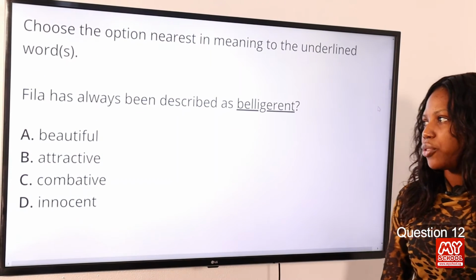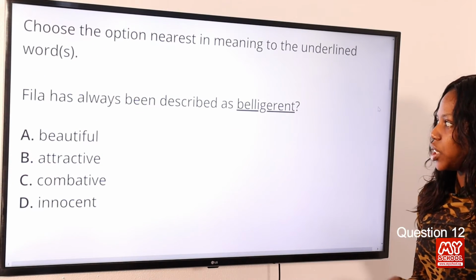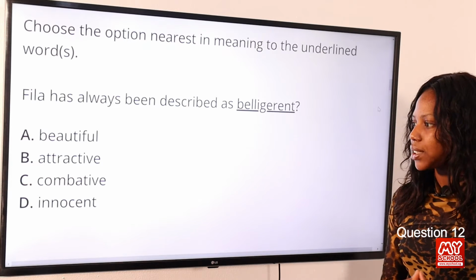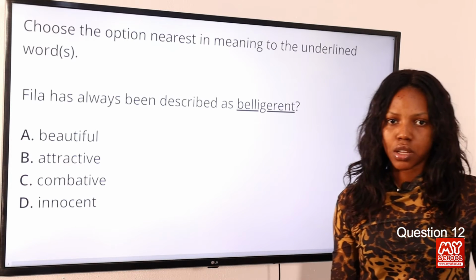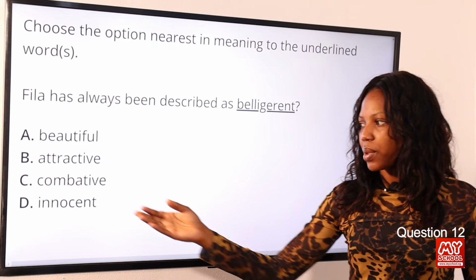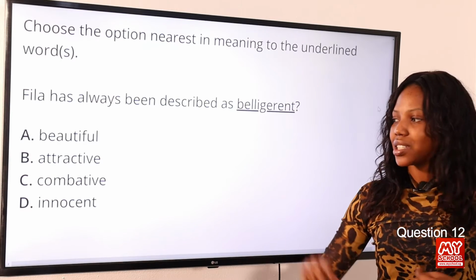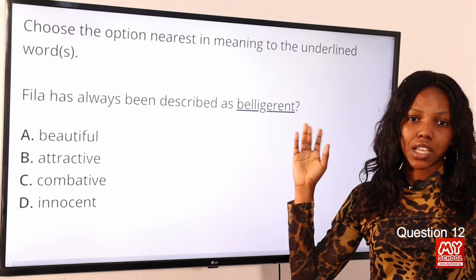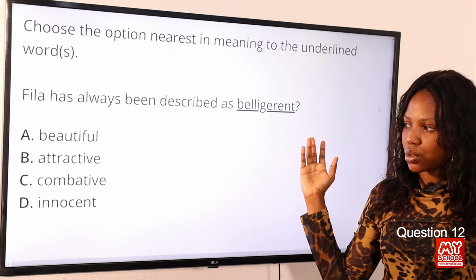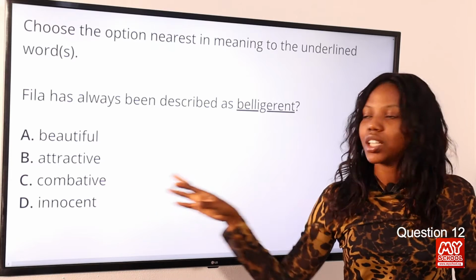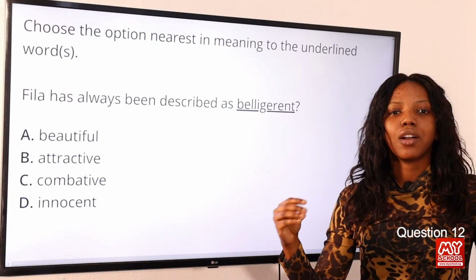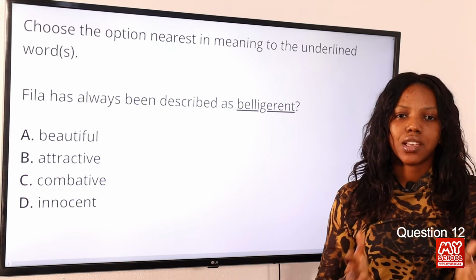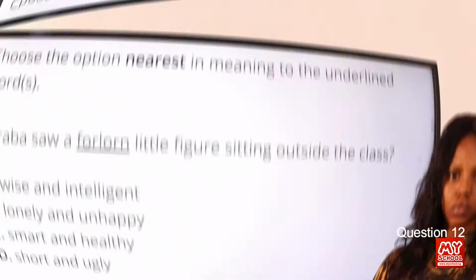Question 12. Phila has always been described as belligerent. Option A, beautiful. Option B, attractive. Option C, combative. Option D, innocent. Okay, so the answer to this question is combative. Number one reason is it's the only negative word in this option, and the word on the line is negative. It means being hostile or aggressive. So we can quickly conclude that option C is the answer to this question. However, combative means ready to fight or argue. So therefore, option C is the correct answer to this question.